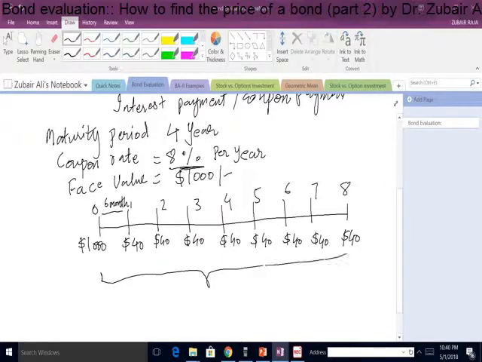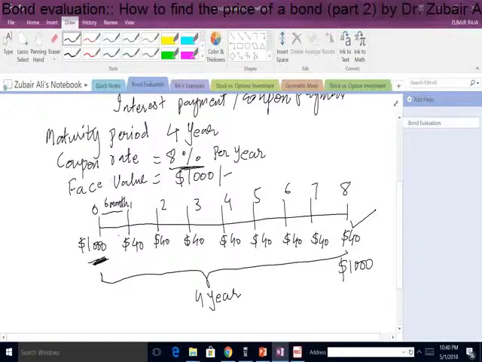Within 4 years there are 8 six-month periods, right? So now remember, at the end of the last period, not only the interest payment will be received, but also the initial invested amount will be received. This was the initially invested amount, right?